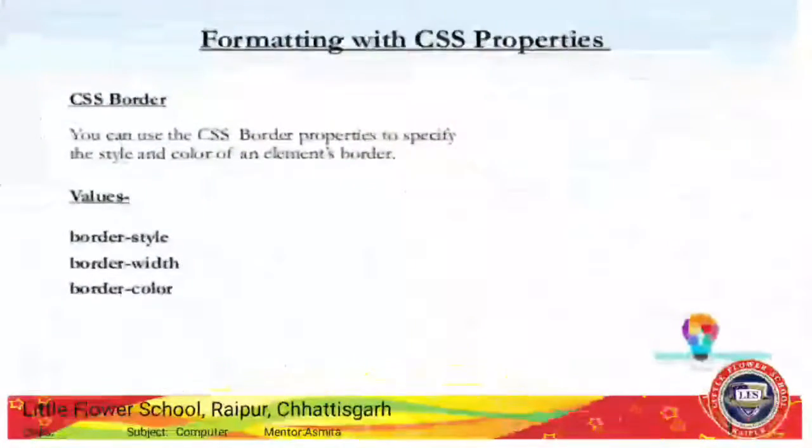Now we can see next one is CSS border. You can use the CSS border properties to specify the style and color of elements border. So there are 3 values in CSS border, that is border style, border width, and border color.